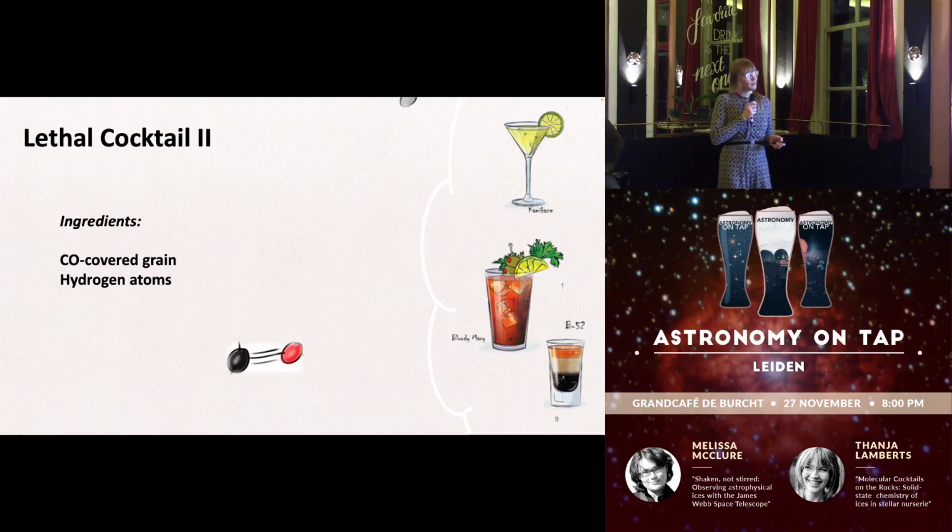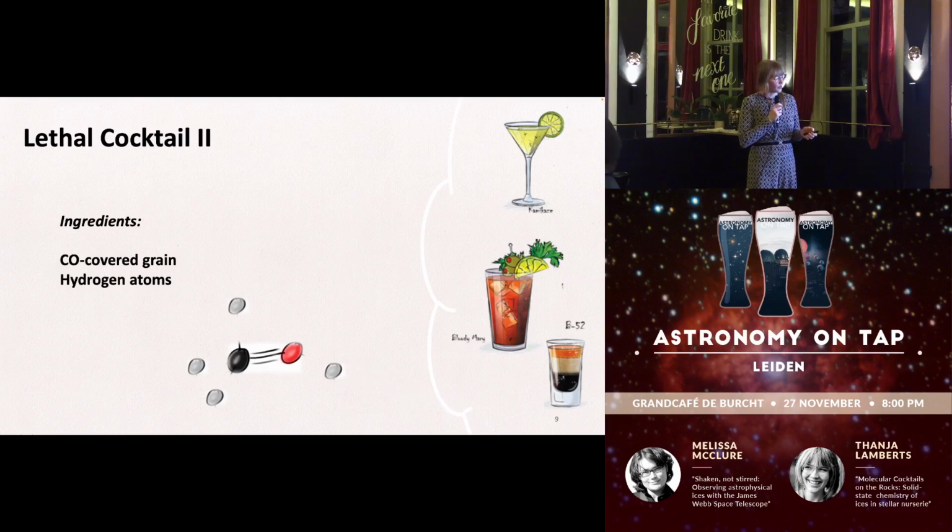Then the hydrogen atoms, very similar to what we just showed you, they come in. And when they eventually meet the reaction partner, they can react. Maybe some of you already recognize this molecule here as formaldehyde. We can actually add more hydrogen atoms.